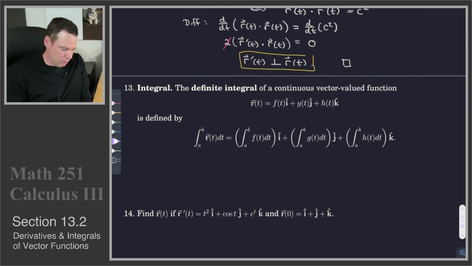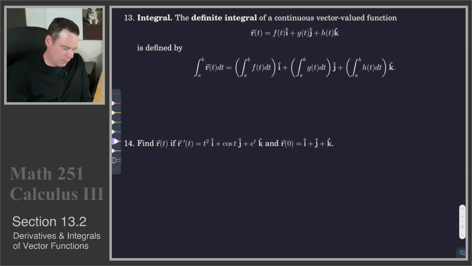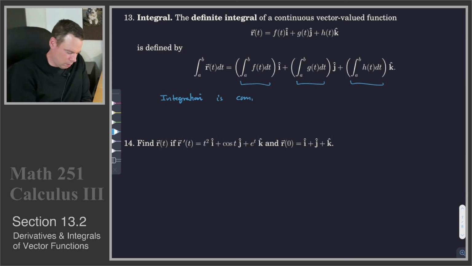Now let's get into integration. And in this case, if we just think about what we did for differentiation, all differentiation was done component-wise. So we differentiated x, y, and z components individually. Then when we talk about integration, again, this is going to be done component-wise. The integral of a function r of t, we do it by just integrating each of the individual component pieces. So we just refer to this as integration is component-wise.